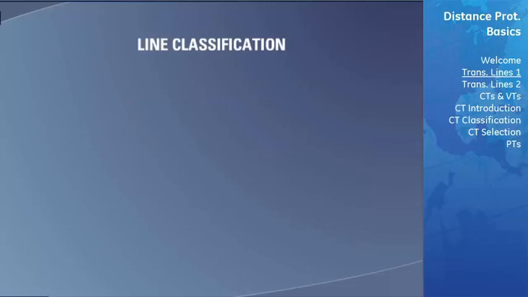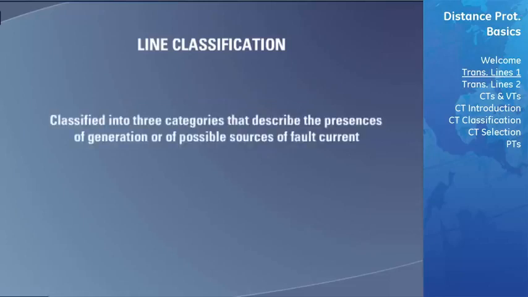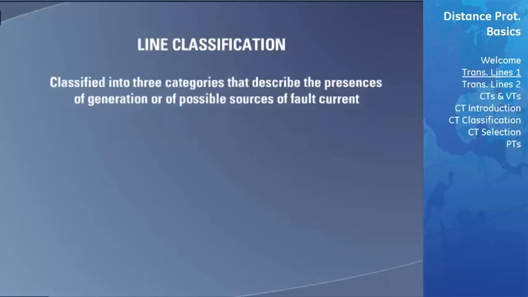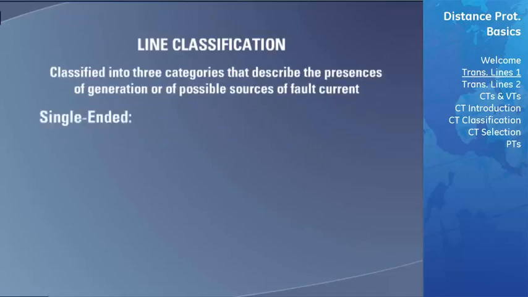Transmission lines are classified into 3 categories that describe the presence of generation or of possible sources of fault current that might be found at the transmission line's boundaries. These are single-ended, double-ended, and multi-ended.